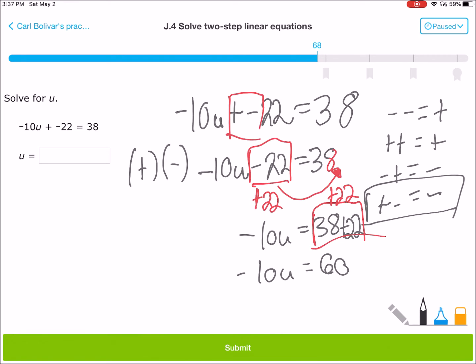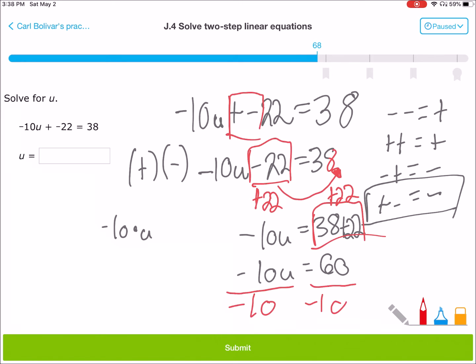Alright, so then now we have another problem here. We have a problem where we have that negative 10u and we have that positive 60. Negative 10u is essentially negative 10 times u. So if we look at it that way, well, the opposite of multiplication is division. So we will divide by negative 10. We will divide by negative 10.